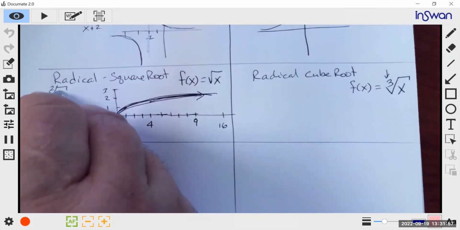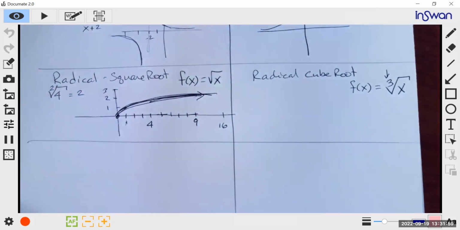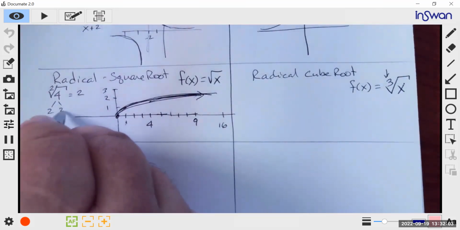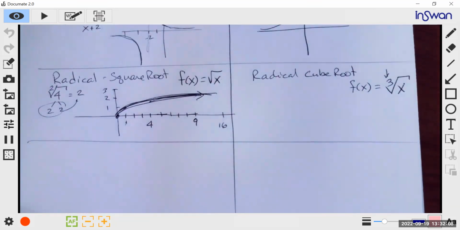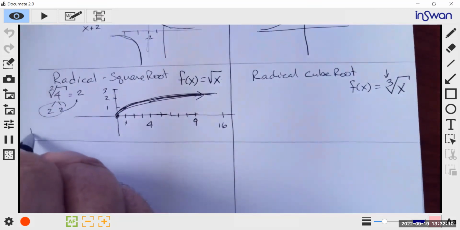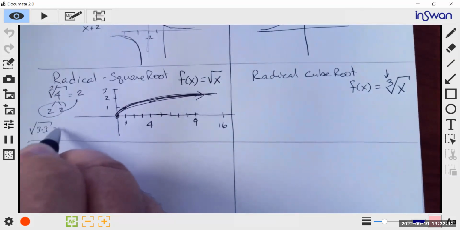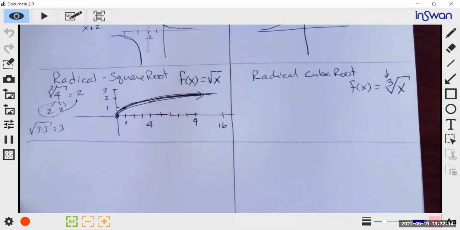Why is the square root of 4 equal to 2? Because 4 is 2 times 2. It happens twice, so I take it out. 9 is 3 times 3. Since it happens 2 times, I take it out.